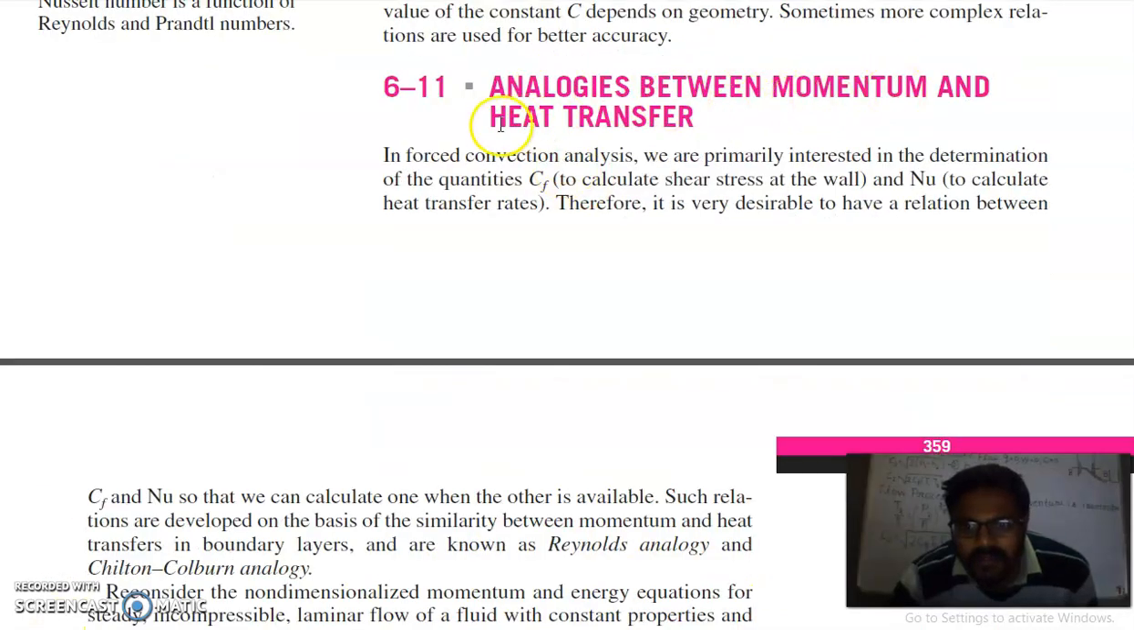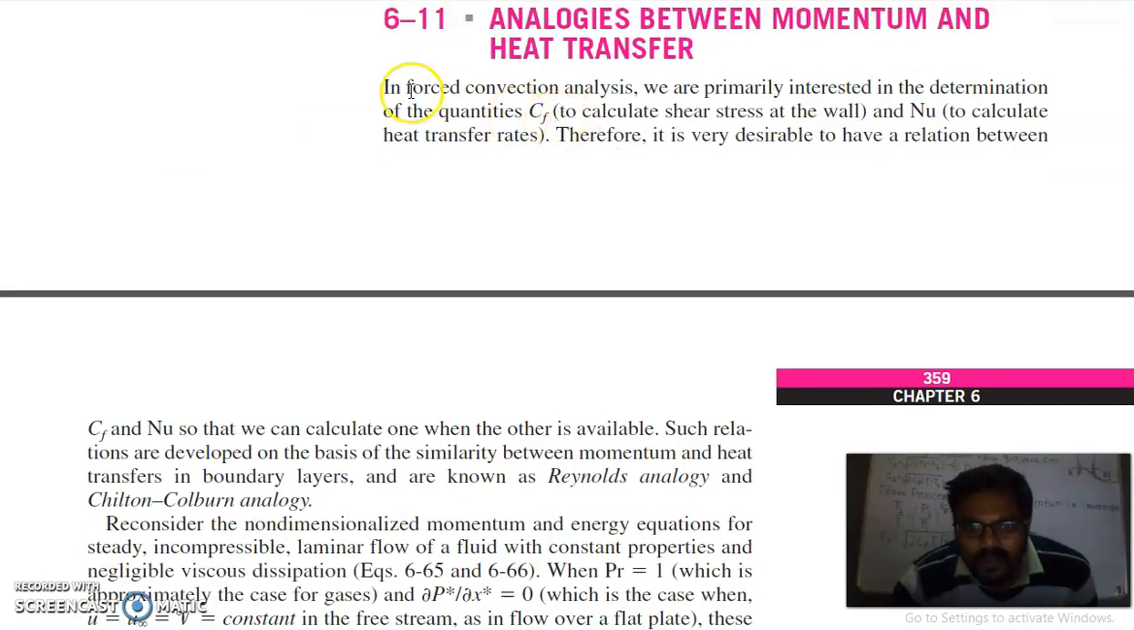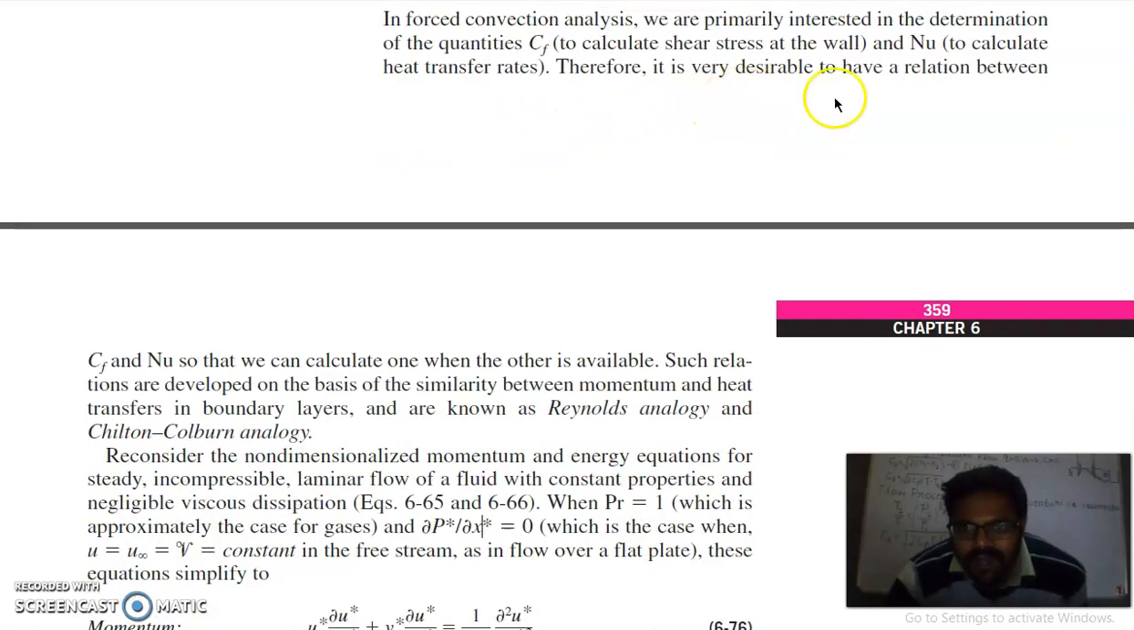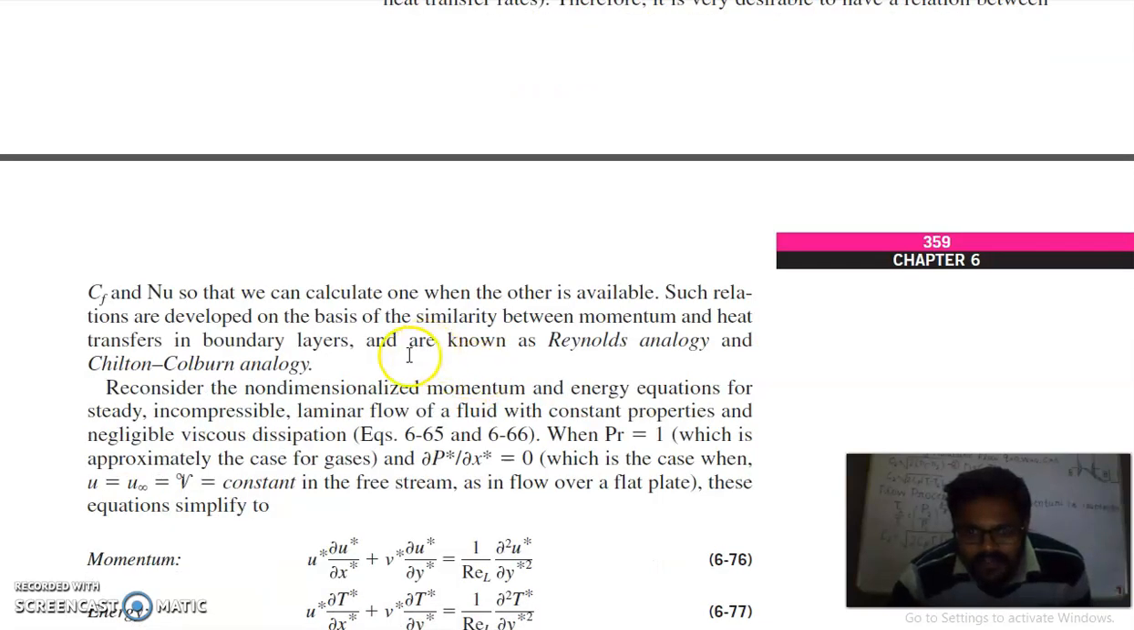Analogies between momentum and heat transfer. In forced convection analysis, we are primarily interested in determining the quantities Cf and Nusselt number, because Cf will give shear stress and Nusselt number will give heat transfer rates. Therefore, it is very desirable to have a relation between Cf and Nusselt number. It means that if we have such a relation and know one quantity, we can calculate the other. This is known as the Reynolds analogy.